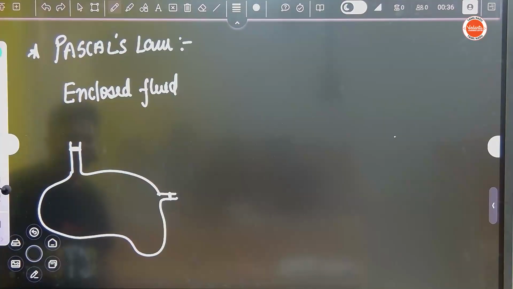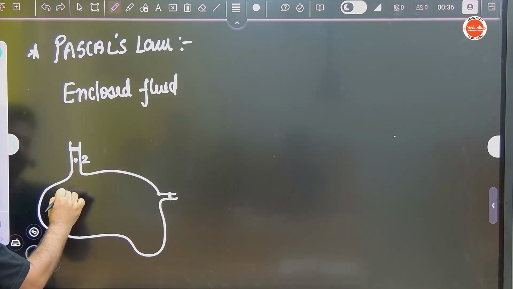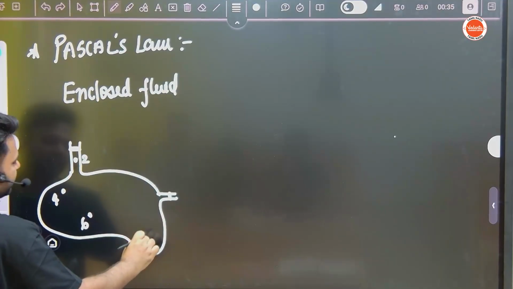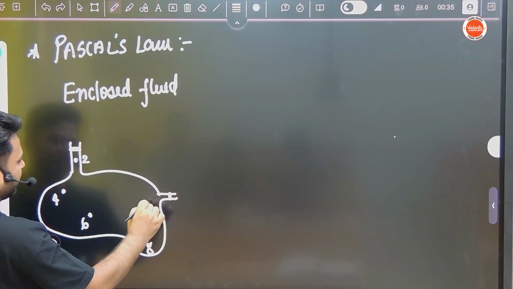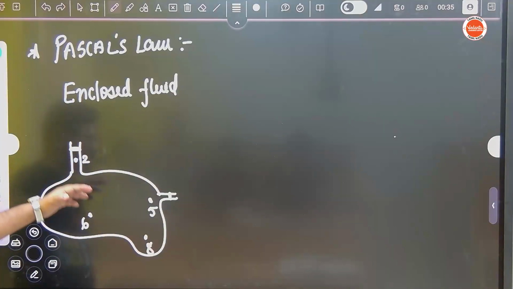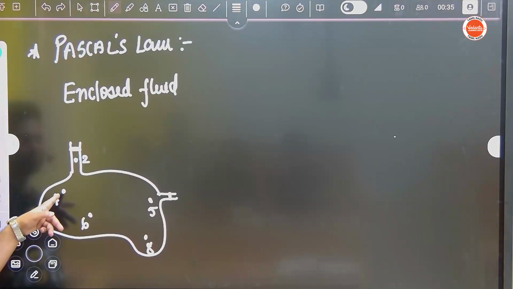Correct. At different locations, different pressure is there. Suppose here pressure is 2 units, here pressure is 4, here pressure is 6, here pressure is 8, here pressure is 5. Different points, different pressures. If we go to a depth h, pressure increases, no? So there is a container. Here pressure is 2, 4, 6, 8, 5 like this.